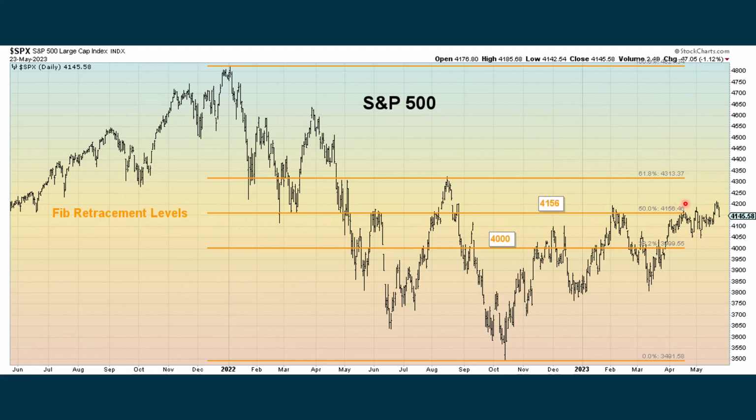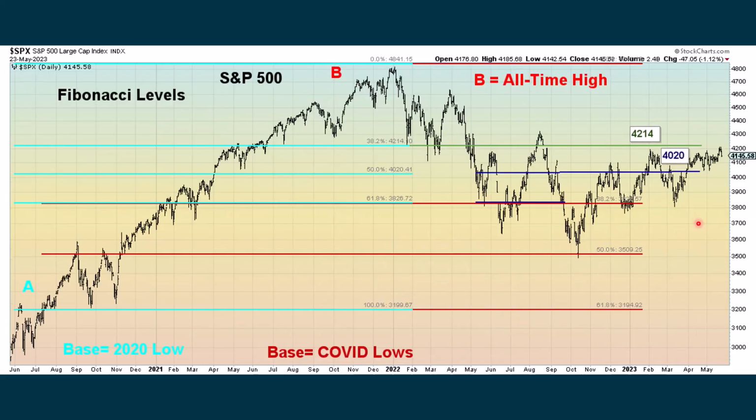Longer term, we fell back down below the 50% retracement level, and we're about 11 points below this level right now. It did not provide any significant support. If we continue to fall, there's also longer term support at the 4020 level.